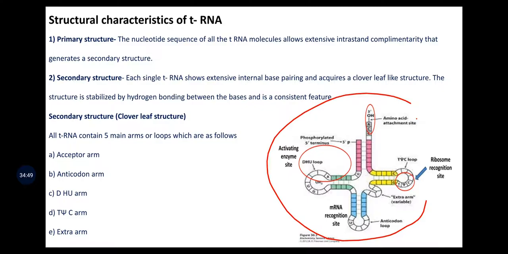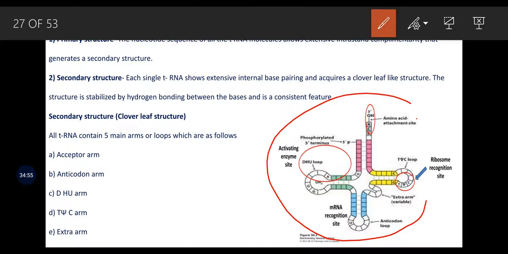We'll see the components of the secondary or cloverleaf structure. The cloverleaf structure consists of different portions like the amino acid attachment site. This is at the 3'-OH end and it has ACC nitrogenous bases. Then we come to the T-C loop. This right-sided portion of the cloverleaf structure functions in ribosome recognition. One small portion here is called the extra arm, which may be found in many organisms or may not. At the base, there is an anticodon loop.